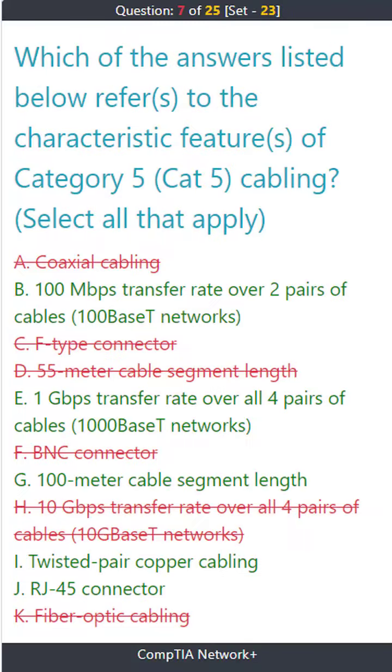The correct answers are B. 100 Mbps transfer rate over two pairs of cables, 100 base T networks. E. 1 Gbps transfer rate over all four pairs of cables, 1000 base T networks. G. 100 meter cable segment length. I. Twisted pair copper cabling. J. RJ45 connector.